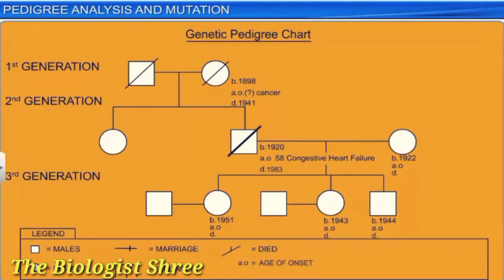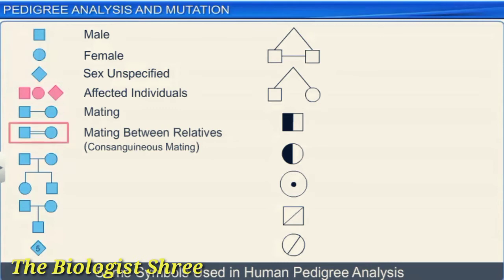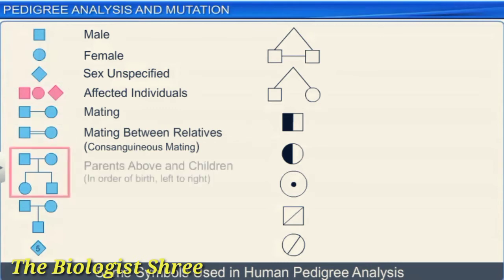A few of these symbols are as shown. The standard symbol representing a male is a square, and that for a female is a circle. A rhombus is used in case the sex is unspecified, and a filled square, circle, or rhombus is used to represent an affected individual. Mating is indicated by a single line, and mating between relatives by a double line. Parents are placed above and children below, as shown.